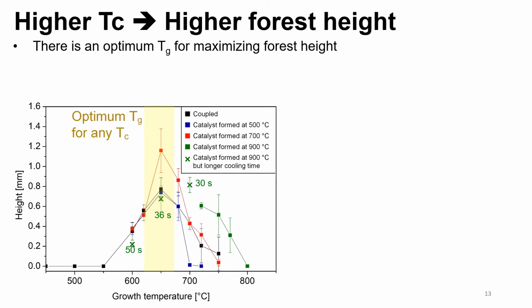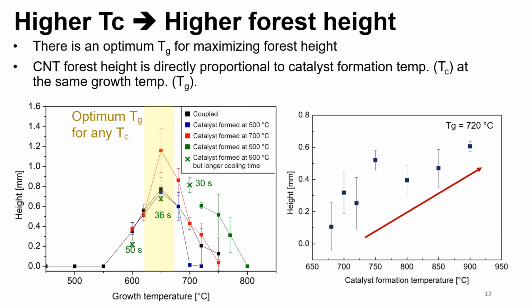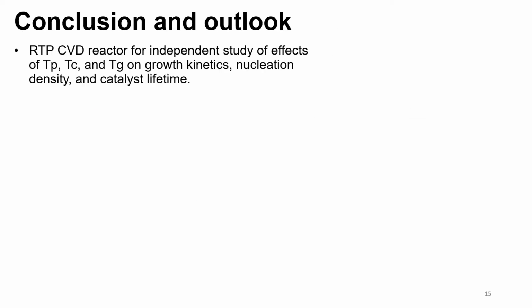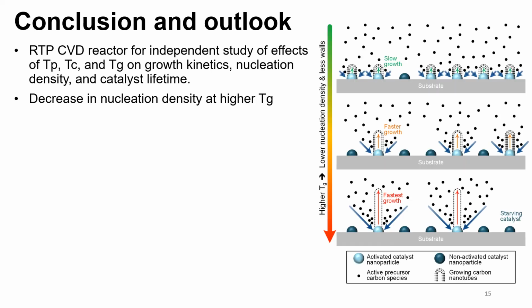Our results also show that there is an optimum Tg for maximizing forest height. Additionally, CNT forest height is directly proportional to catalyst formation temperature at a constant growth temperature. Thermal treatment of catalyst at high Tc didn't affect growth rate, but boosted catalyst lifetime, suggesting that higher Tc results in hindering catalyst deactivation. In summary, our reactor enabled independent study of the effect of process temperatures on growth kinetics, nucleation density, and catalyst lifetime.